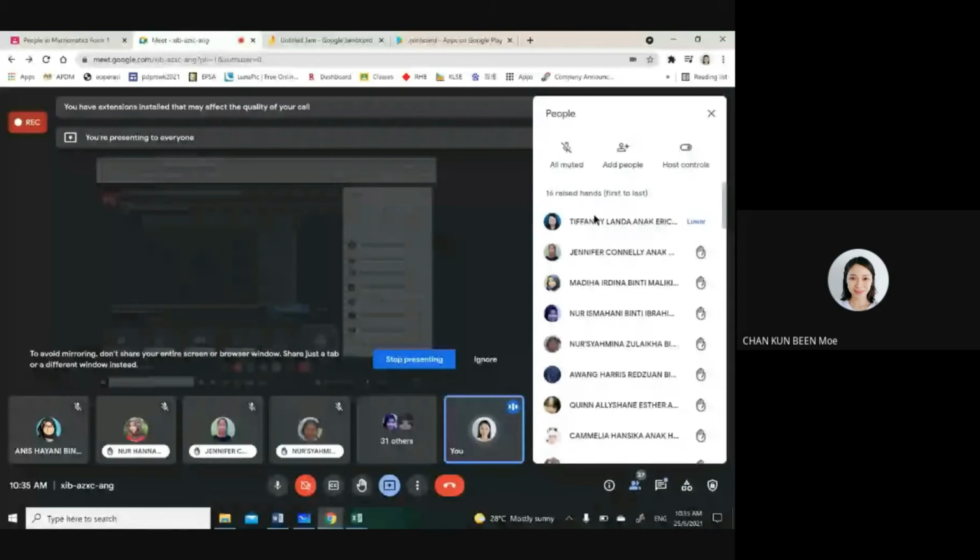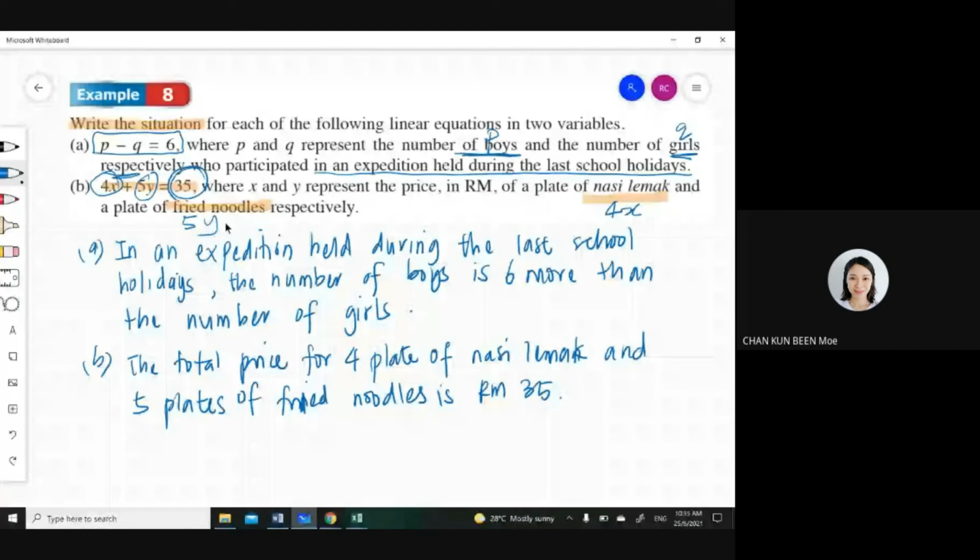Okay, thank you. So I'm going to go back to this part here. You look at the question again, example 8 over here. They ask you to write the situation for each of the following linear equations in 2 variables. So you are given the linear equation, P minus Q equal to 6, but then you are given the condition. Unless they didn't give you all the condition over here, they wrap it off. You don't have to see this. If they wrap it off, then to write the situation, it will be very simple.